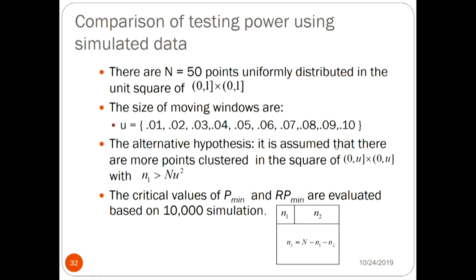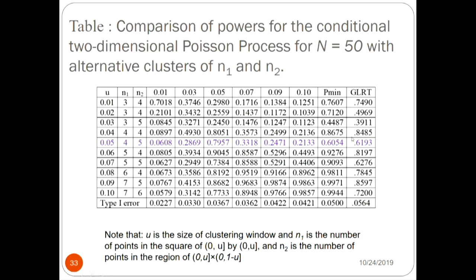Okay, so that's a sequence of the moving window here to find out the p-mean test statistic, and then to calculate the power of the p-mean test statistic. So this power is quite good. Okay, 60% of the power for the p-mean test statistic.